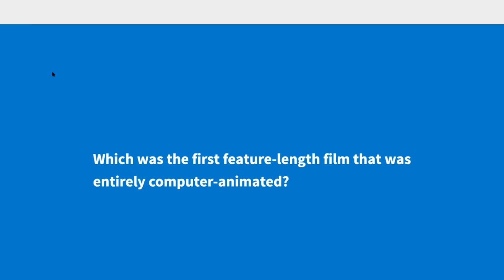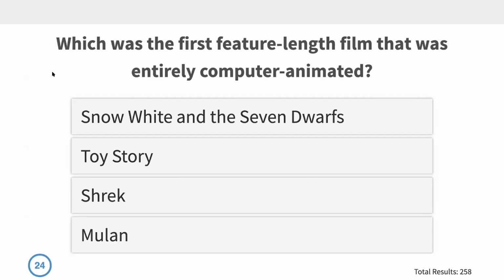All right, how about a question that we don't teach in CS50, but you can perhaps think back on movies you've seen in your life. Which was the first feature-length film that was entirely computer animated? We, of course, talk in CS50 about applications of computer science to other fields. So which of these was the first feature-length film to be entirely computer animated? Snow White and the Seven Dwarfs, Toy Story, Shrek, or Mulan? One of those was entirely computer animated and was the first film to be so.